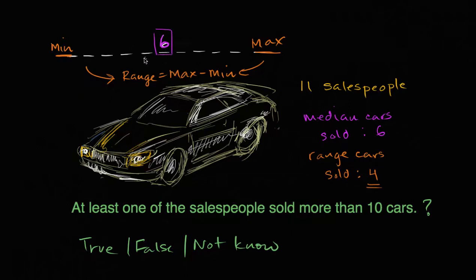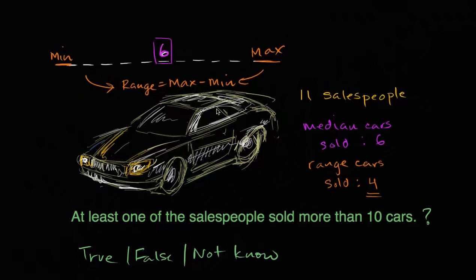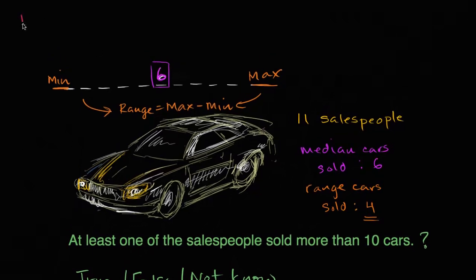So if we assume, and we're trying to find a world where someone sold more than 10 cars. So if someone sold 6 cars, is there a way with a range of 4 that someone sold more than 10? Well, let's just think about it. Let's just assume that the min is 6. We don't know that the min is 6, but let's just try it out. If the minimum is 6, what's the maximum going to be?